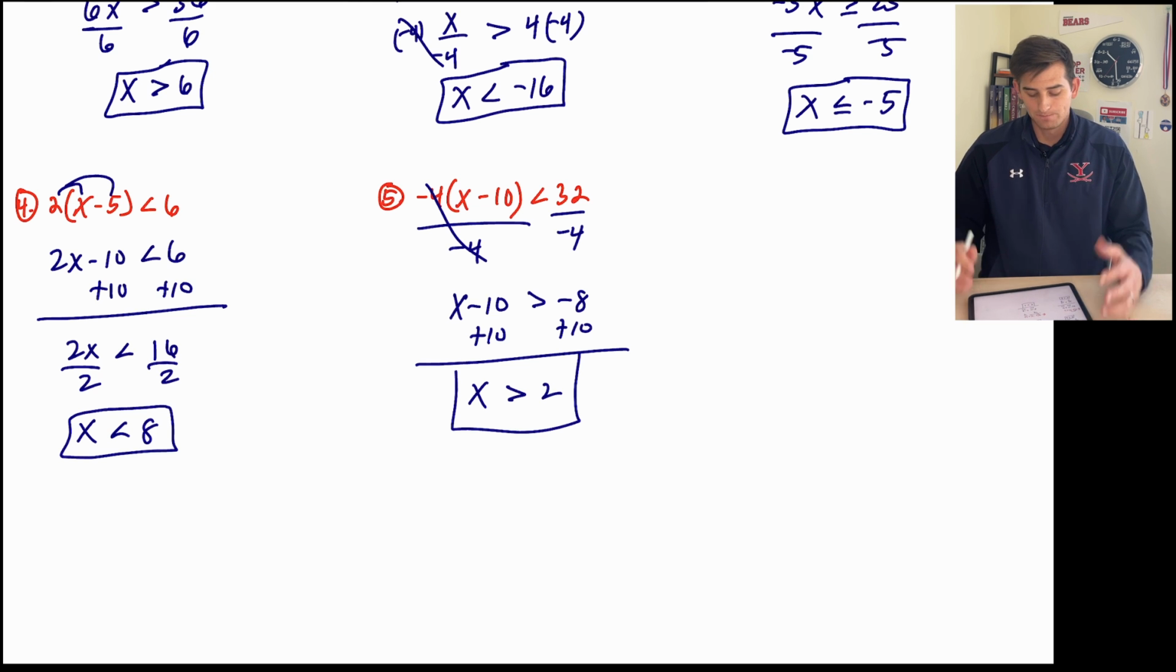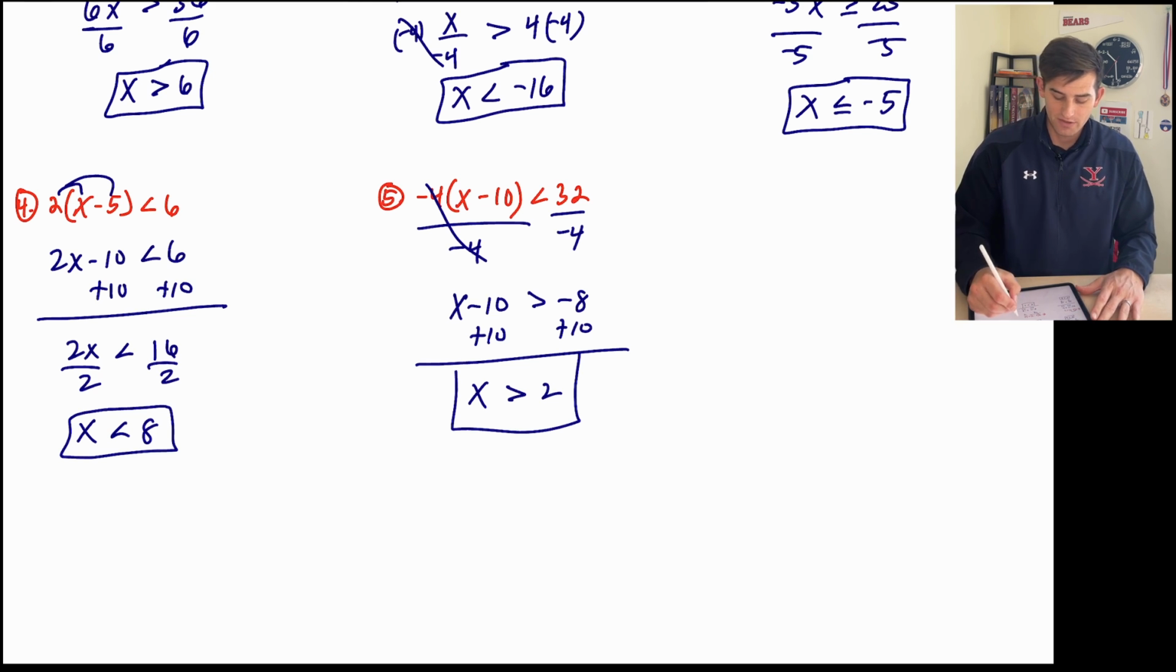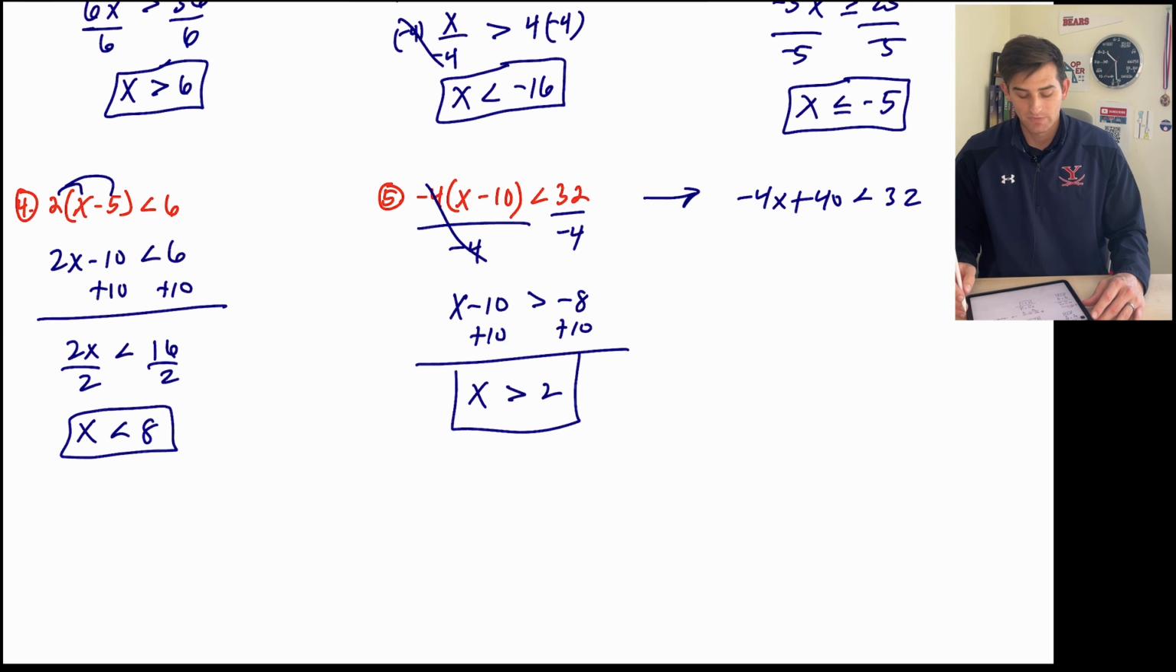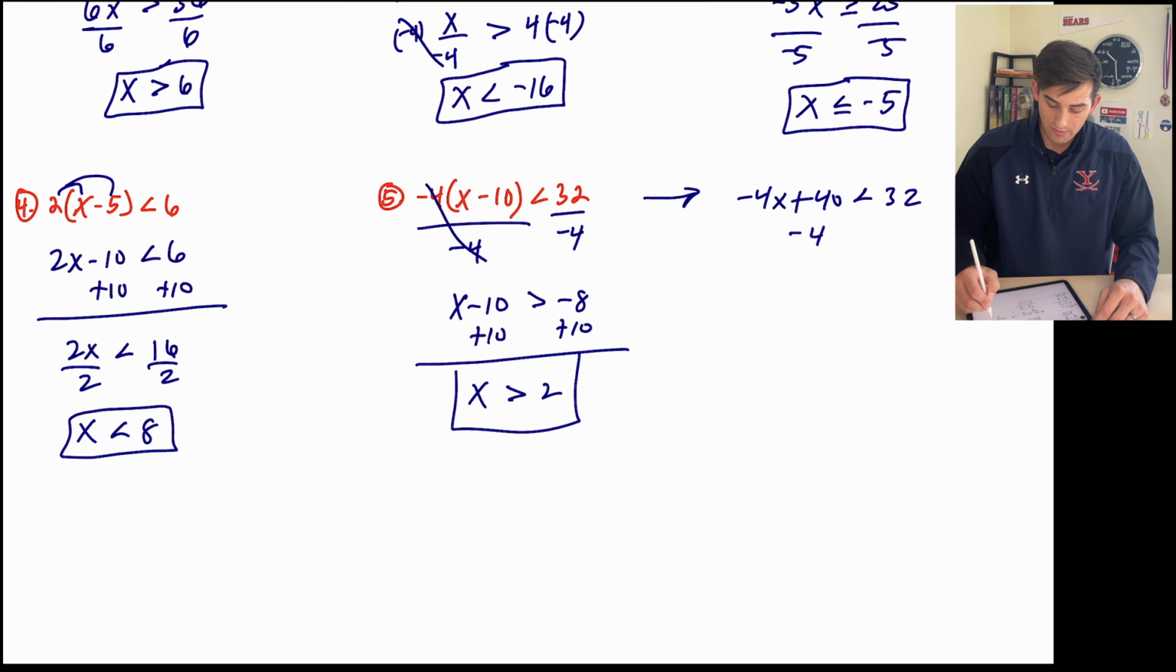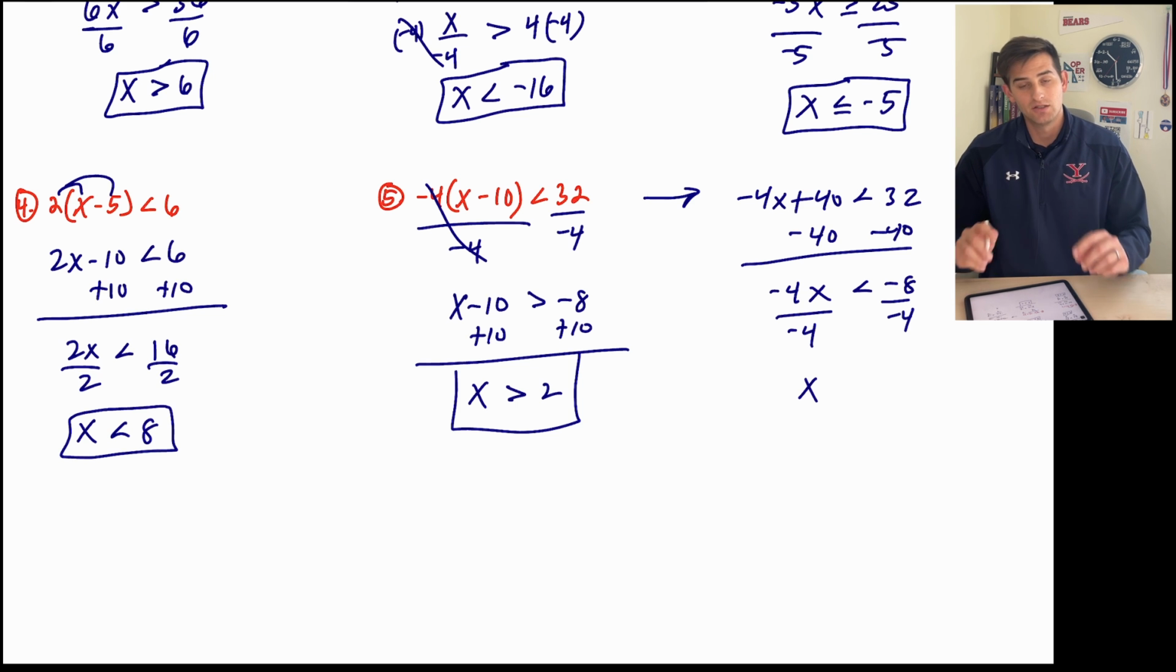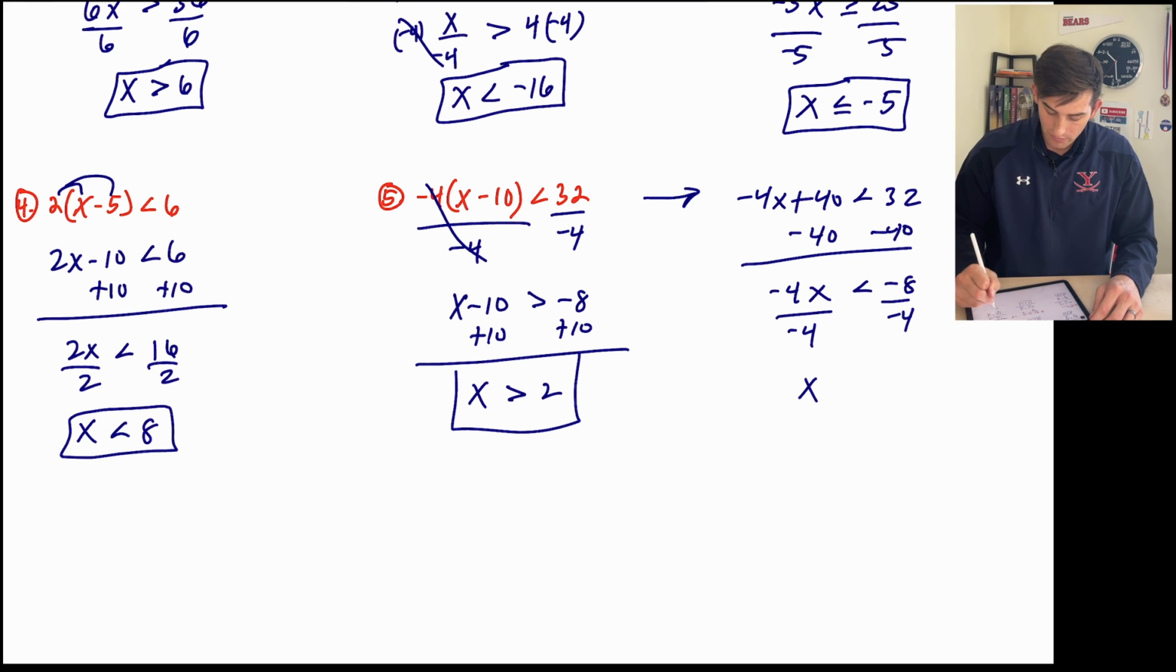Okay, so let's take number 5 and let's do it the way we did number 4. So let's distribute actually. So negative 4x plus 40 is less than 32, right? So this is us distributing now. So now what would we do? Well, we would subtract 40. So we get negative 4x is less than negative 8. We would divide both sides by negative 4. This would be x. Notice we would switch our inequality symbol. We would go from less than to greater than, and negative 8 divided by negative 4 would be 2.